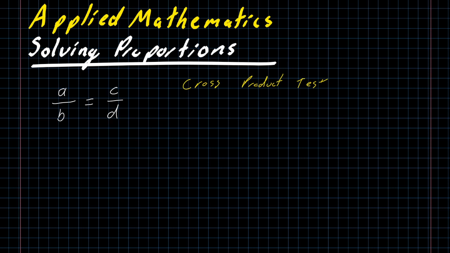And in order to solve a proportion, you utilize what's called the cross product test. You test the product of the things that are diagonally across from each other on your equal sign. In this case, that is A times D, and that is B times C. If these things are equal, then the original proportion is equal. And if the original proportion is equal, then these things are equal. It gives us an equivalent equation that we can solve pretty readily.